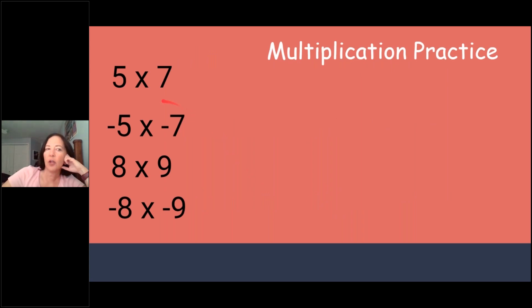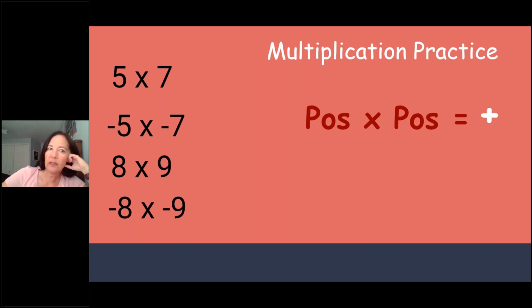On these, 5 times 7, those are both positives. So, Tashana, when we have a positive times a positive, what kind of an answer will we get? What will the sign be? A positive. Good. And so, 5 times 7 would be what? A positive 35. You're awesome. And you're also really good at your math.